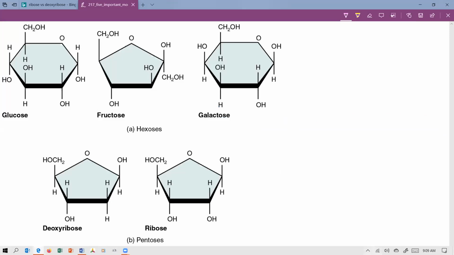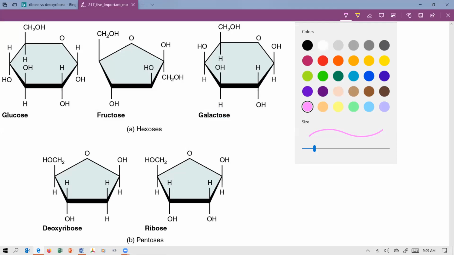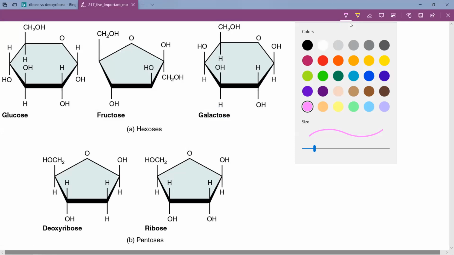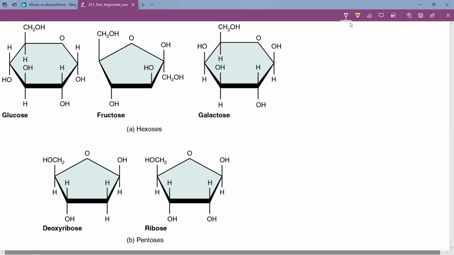So here's the picture I wanted to show you. If I'm screen sharing right, you should be seeing a picture of glucose, fructose, galactose, deoxyribose, ribose. If you're not seeing those, you should let me know. Now, first of all, pentose versus hexose sugars. These are the sugars we've talked about, glucose especially. I never told you this, but these are hexose sugars. Hex meaning 6, ose meaning sugars. So they're made of 6 carbons.